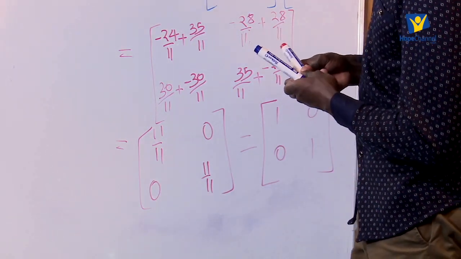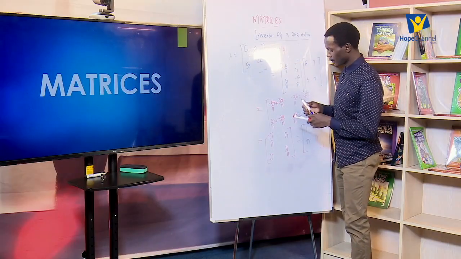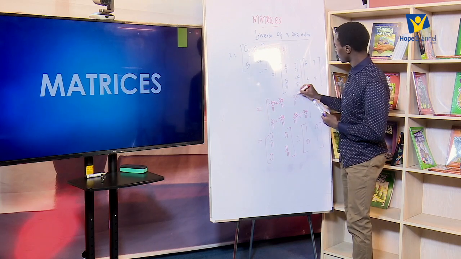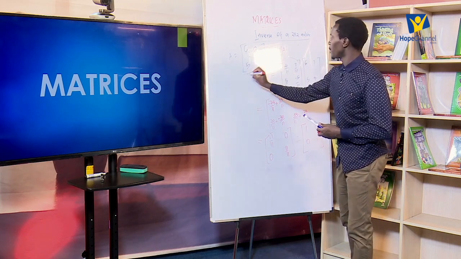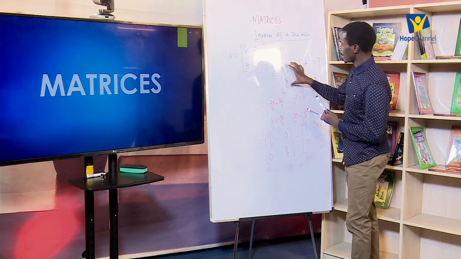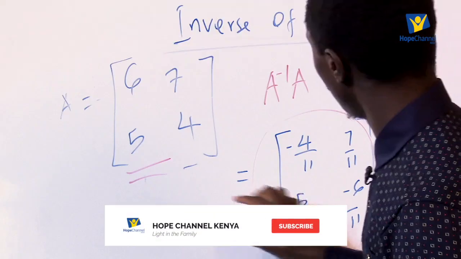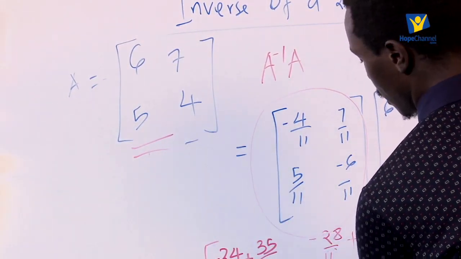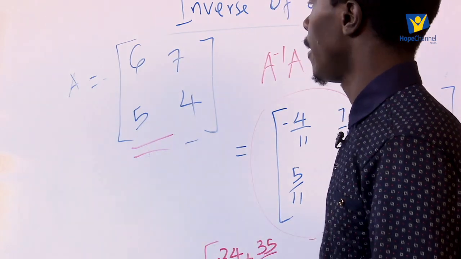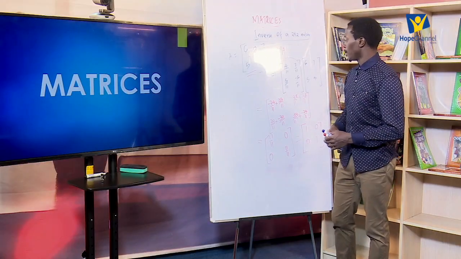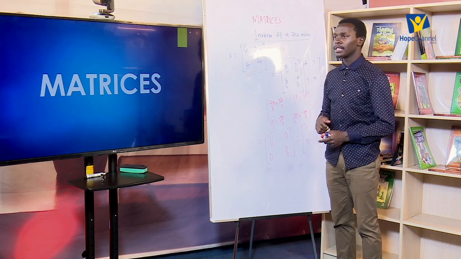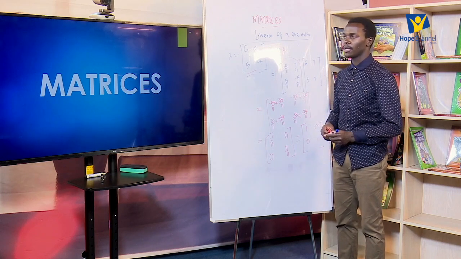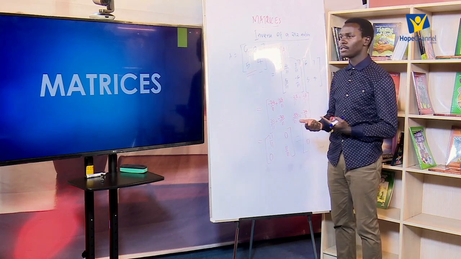That tells us that the answer we got here, negative 4 over 11 and the rest, is the inverse of A, because when you multiply the two, you get an identity. That tells you that you've already obtained the inverse of matrix A. Now, be sure that you remember how to work out the determinant, because that is the important part of working out the inverse, and then interchanging the elements and changing the signs of the other diagonal.